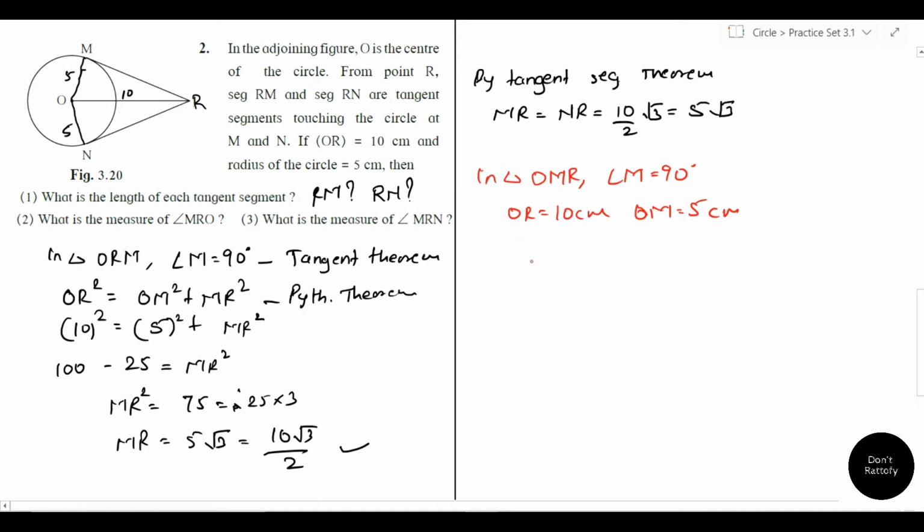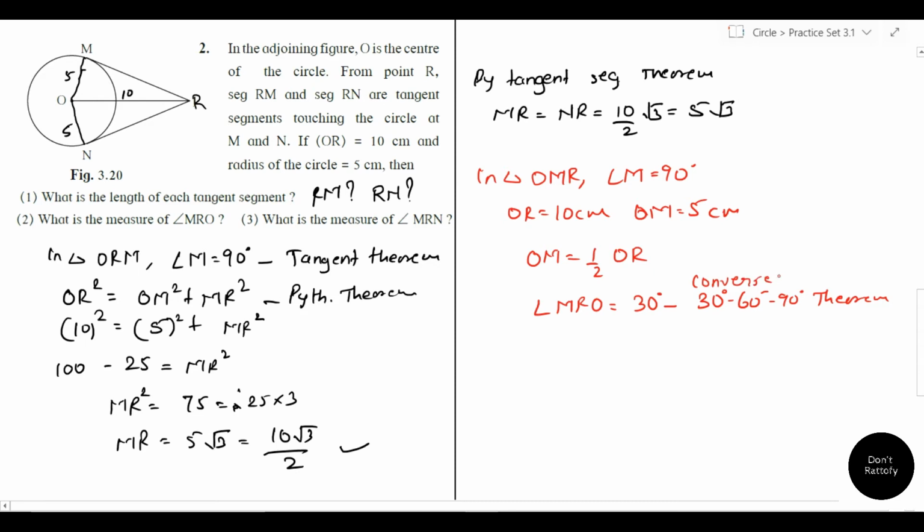So basically OM is half of hypotenuse OR, right? So the angle opposite to the side which is half the hypotenuse measures 30 degrees, right? That is, the side opposite to 30 degrees is half the hypotenuse. So angle MRO will be 30 degrees by the 30-60-90 degree theorem. This will be the converse.